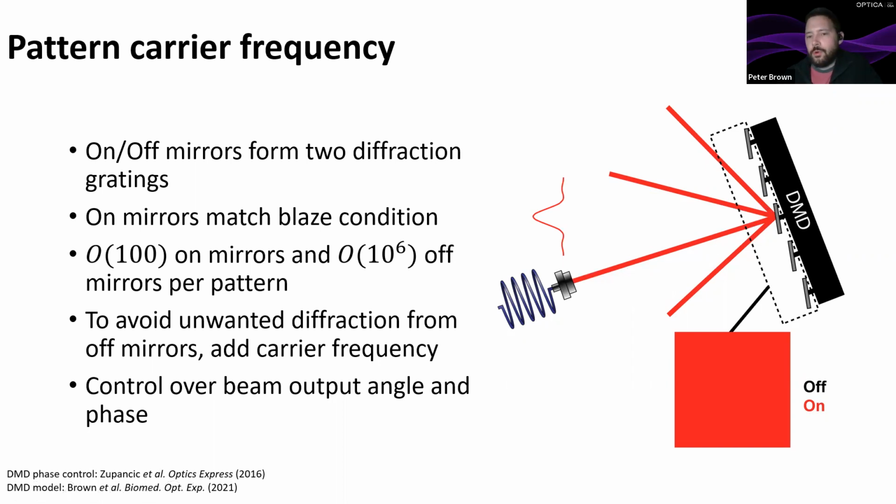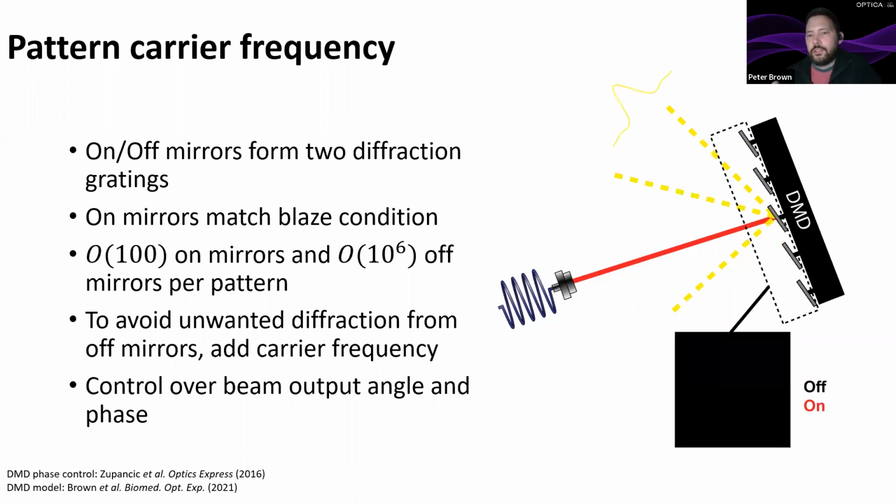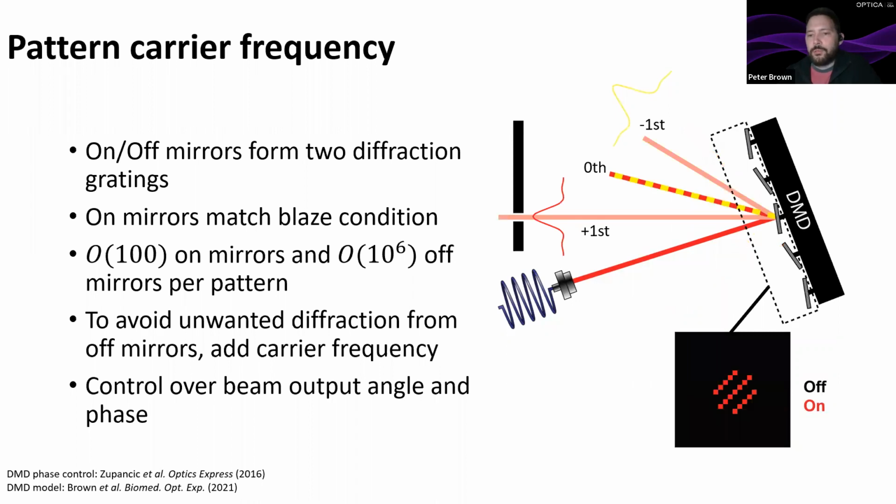Here I'm showing you an example for all of the DMD mirrors in the on state. If the DMD mirrors are in the off state, the diffraction orders come out at the same angles, but the position of the center of the envelope is different. This poses a problem for the small spot patterns that I discussed, because we're using only order 100 on mirrors and order 1 million off mirrors. And the fact that the diffraction orders overlap means that there's significant contamination from the off mirrors, even though their envelope center is far away from the desired diffraction order. And so to avoid this problem, we add an additional carrier frequency to the spot pattern, which you can see here.